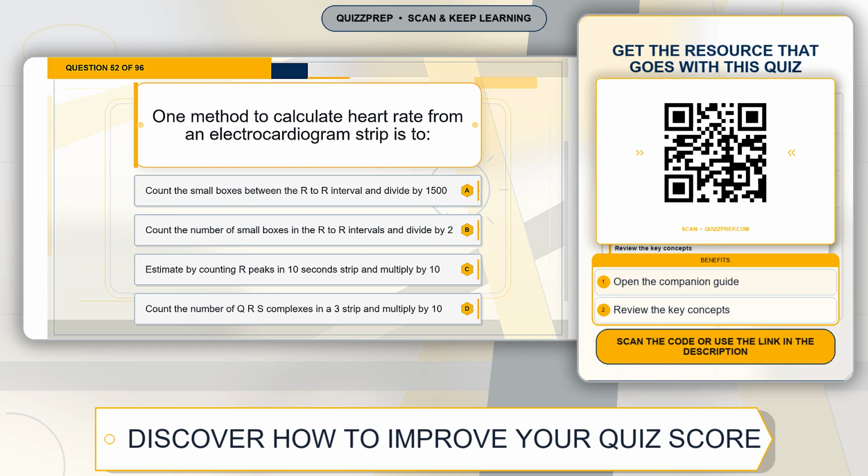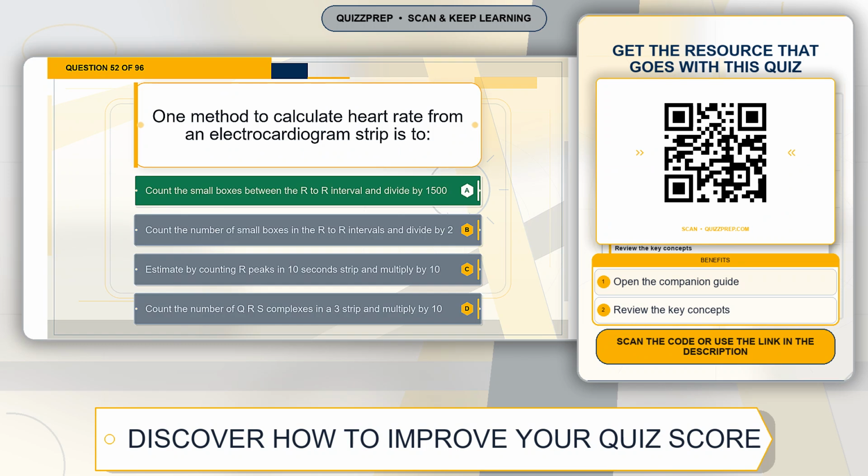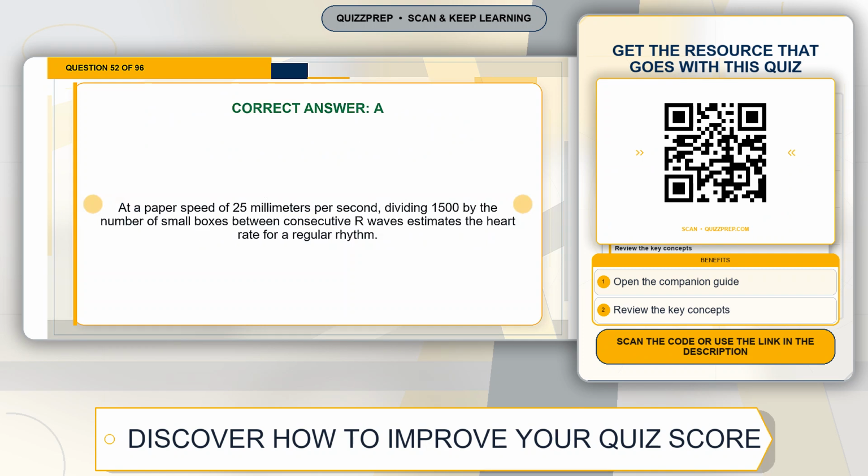Question 52. One method to calculate heart rate from an electrocardiogram strip is to: option A, count the small boxes between the R to R interval and divide by 1,500; option B, count the number of small boxes in the R to R intervals and divide by 2; option C, estimate by counting R peaks in a 10-second strip and multiply by 10; option D, count the number of QRS complexes in a 3-second strip and multiply by 10. The correct answer is option A. Explanation. At a paper speed of 25 mm per second, dividing 1500 by the number of small boxes between consecutive R waves estimates the heart rate for a regular rhythm.